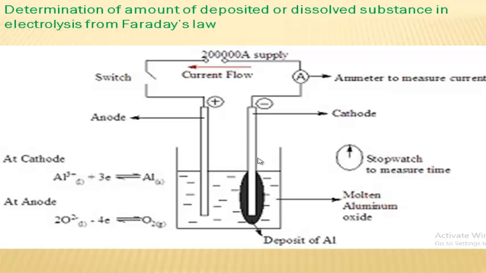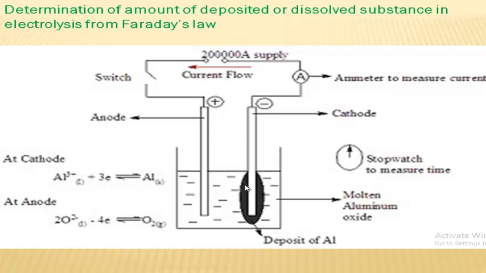And at the cathode, what happens? The cathode is a negatively charged electrode, so cations reach the cathode. Aluminium ions reach the cathode, accept 3 electrons and are converted into metallic atoms. So from the cathode, aluminium metal is deposited. This is the aluminium metal.